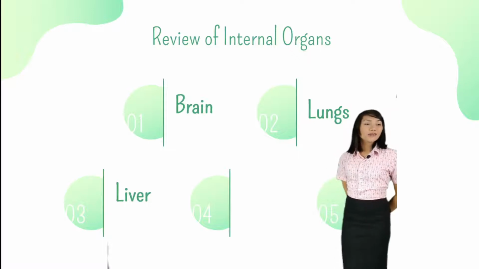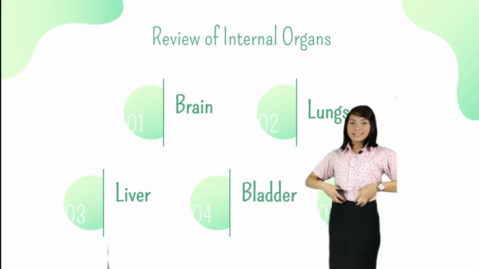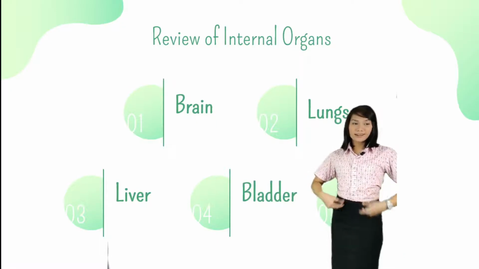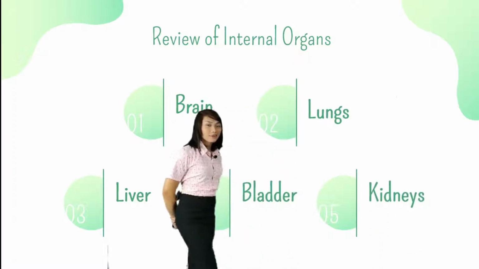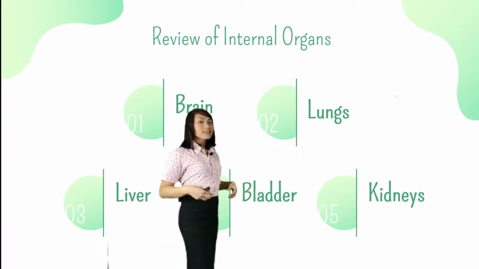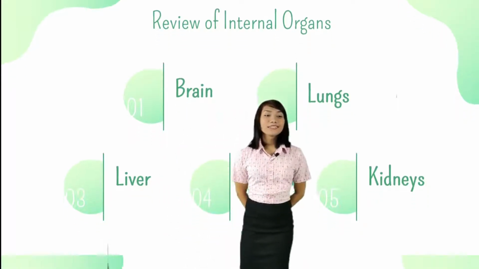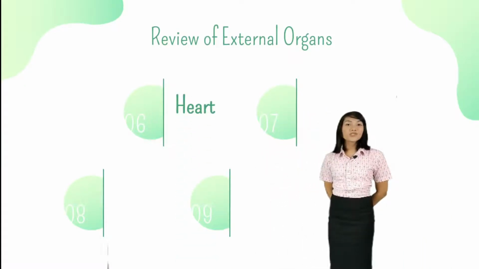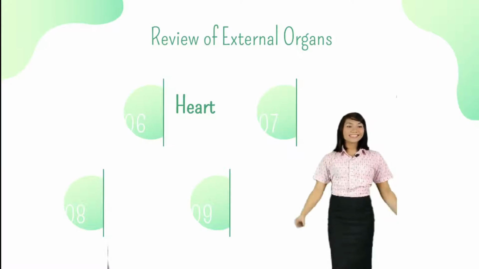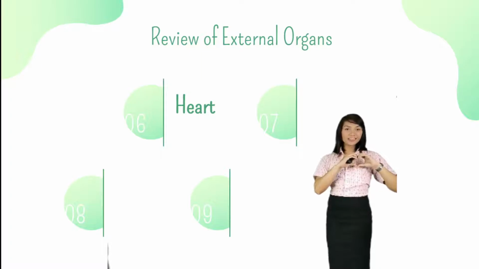Next, how about your bladder? Where does your bladder lie? It's here, okay? Your bladder is here. Next, how about your kidneys? Where do your kidneys go? Your kidneys are near your bladder, okay? Next, how about the next one? We have heart. Where is your heart located? It's here. Okay, so here is your heart. It's here on the right side of your chest.